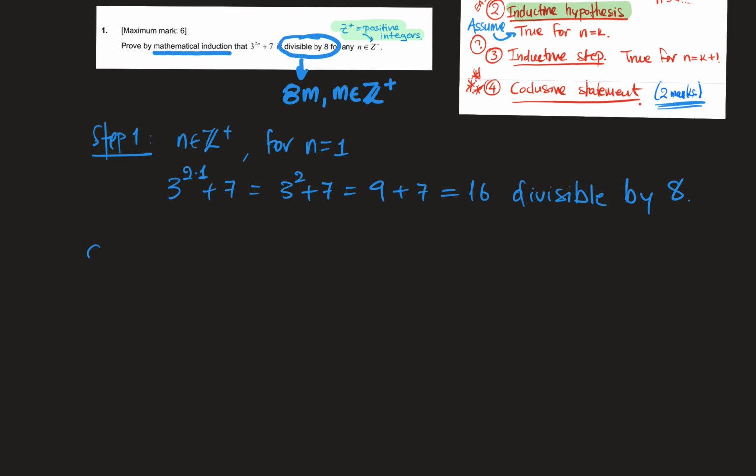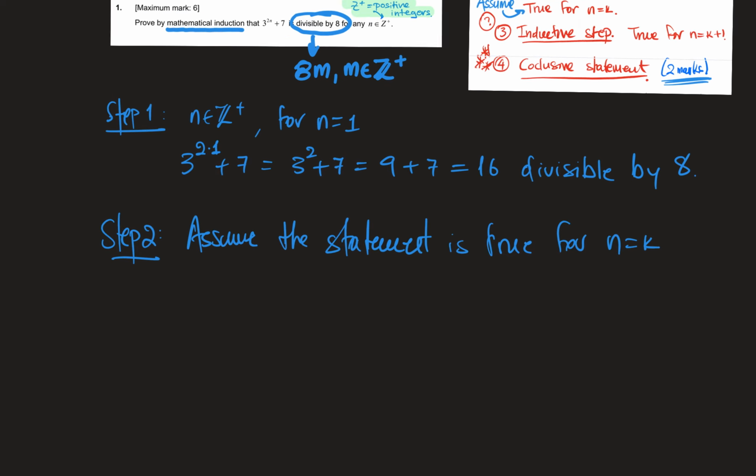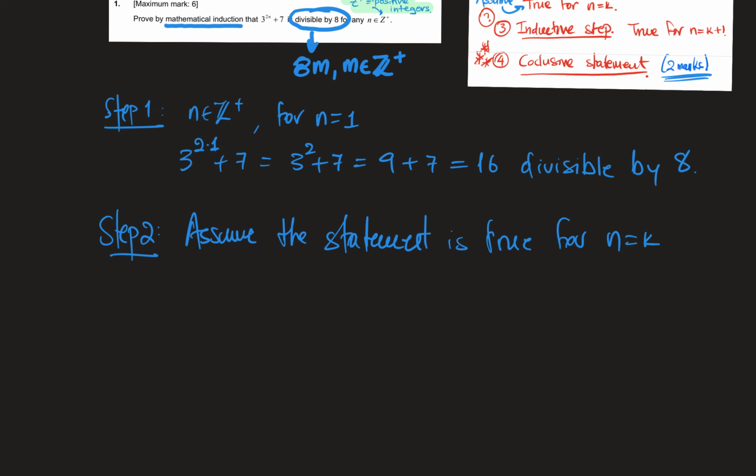For step 2, I'm moving into the inductive hypothesis. So assume the statement is true for n equal to k, and at this stage there's nothing for you to prove. It's just about rewriting the given formula, replacing n with k. So 3 to the power of 2k plus 7 is divisible by 8.